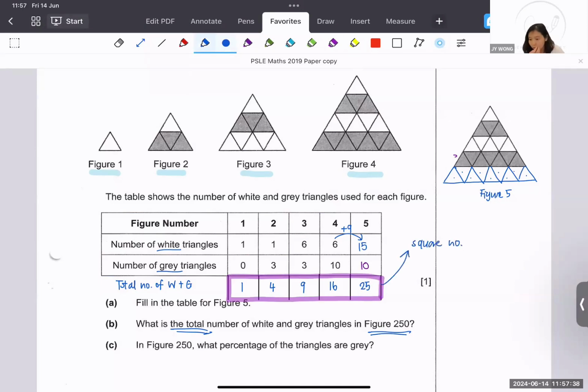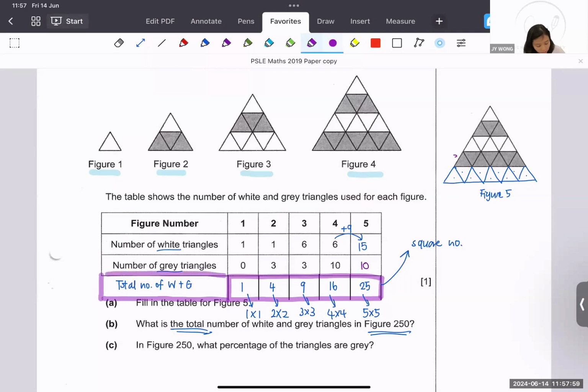square numbers. So that means this is 1 times 1. This is 2 times 2. This is 3 times 3. This is 4 times 4. So this is 5 times 5. So the figure number times the figure number will actually give you the total number. So can I find part B?